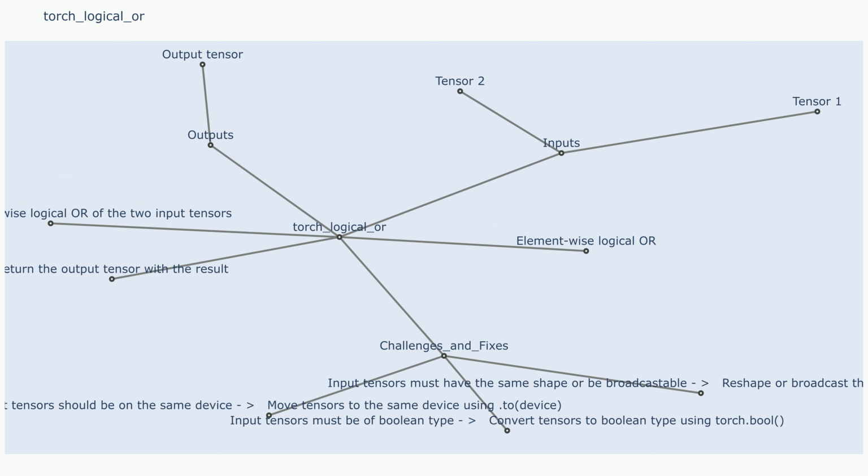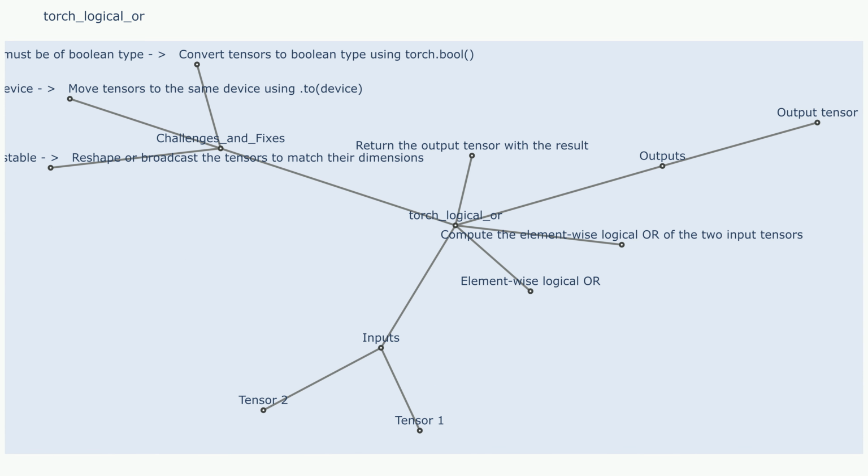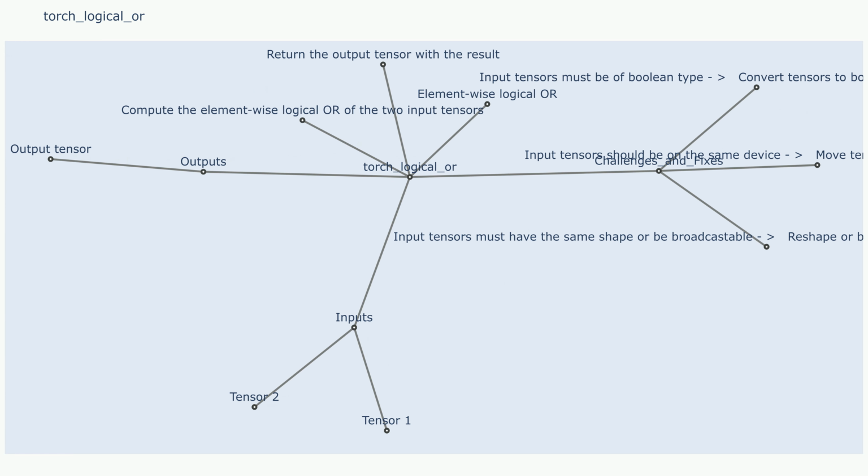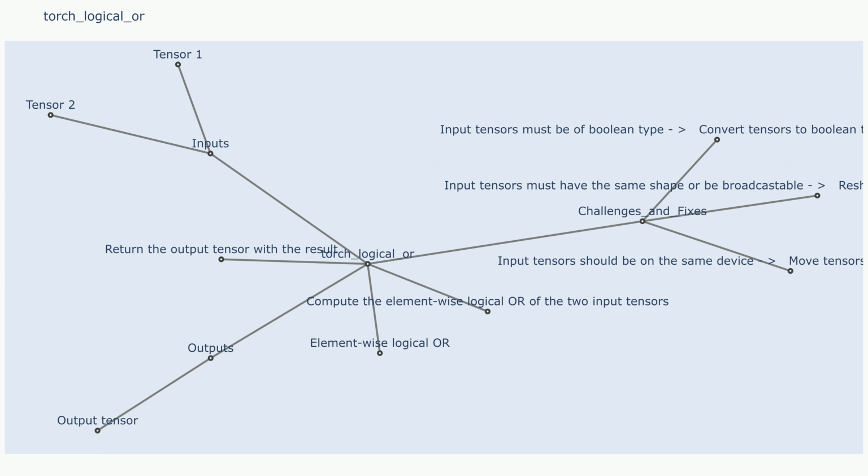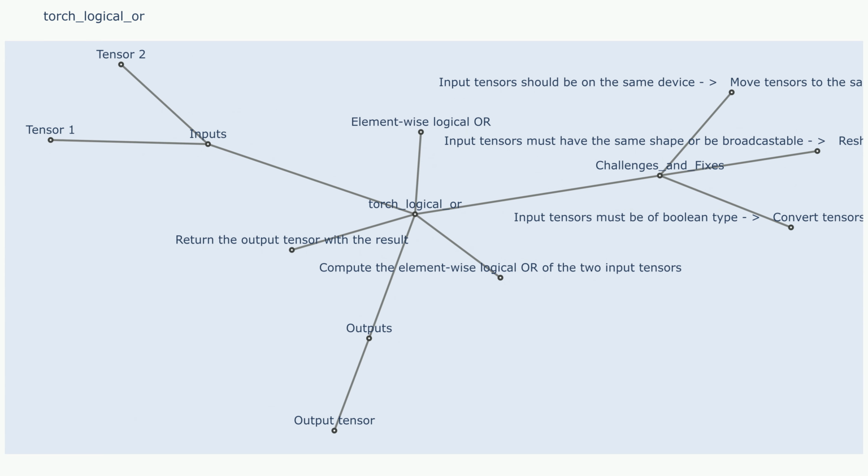Challenge 1: the input tensors should have the same shape. Sample use case that resulted in challenge 1: trying to perform logical OR on tensors of different shapes will result in an error. Fixes to challenge 1: ensure that the input tensors have the same shape before applying torch.logical_or. You can use functions like torch.reshape or torch.broadcast_tensors to adjust the shapes of tensors if necessary.